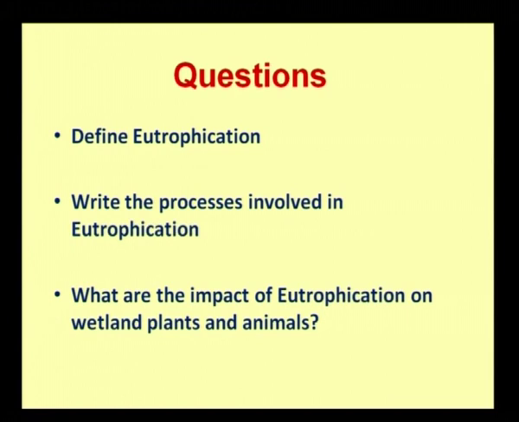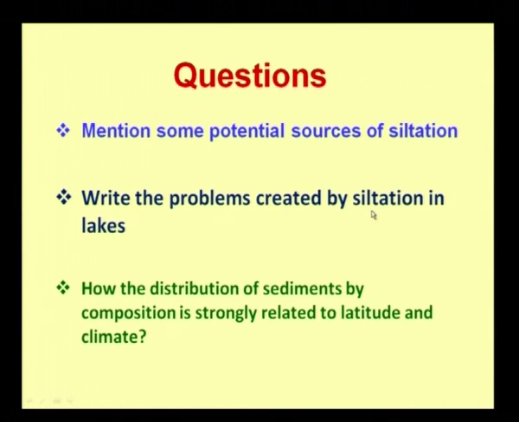Define eutrophication. Second question, write the processes involved in eutrophication. And the third, what is the impact of eutrophication on wetland plants and animals? That means, in what ways is eutrophication impacting the wetland water and the water plants and animals? And mention some potential sources of siltation, and write the problems created by siltation. That means, what are the problems associated with siltation?